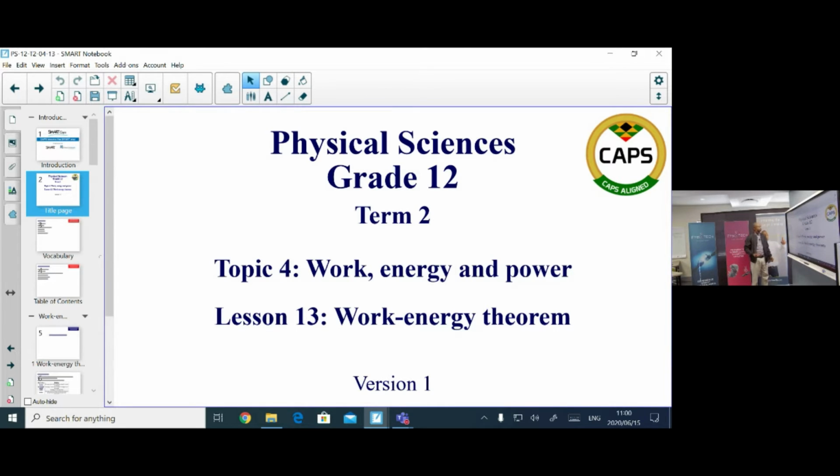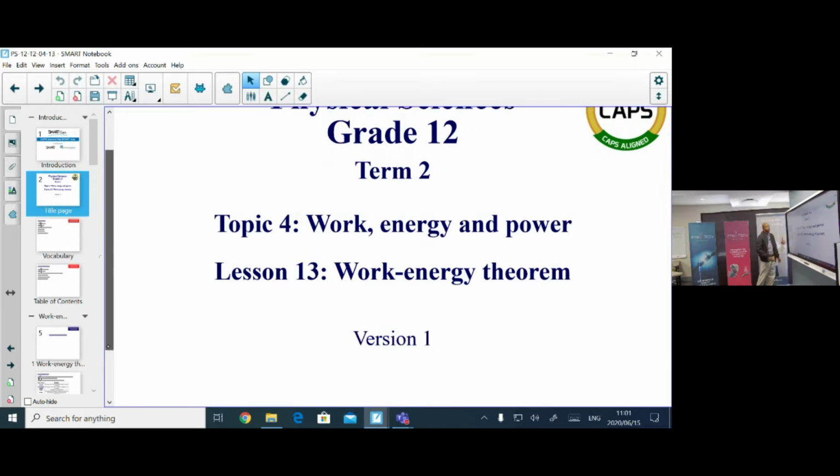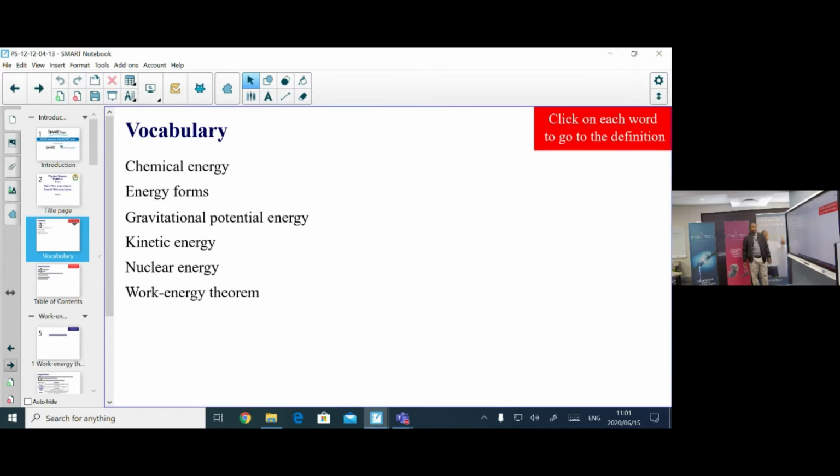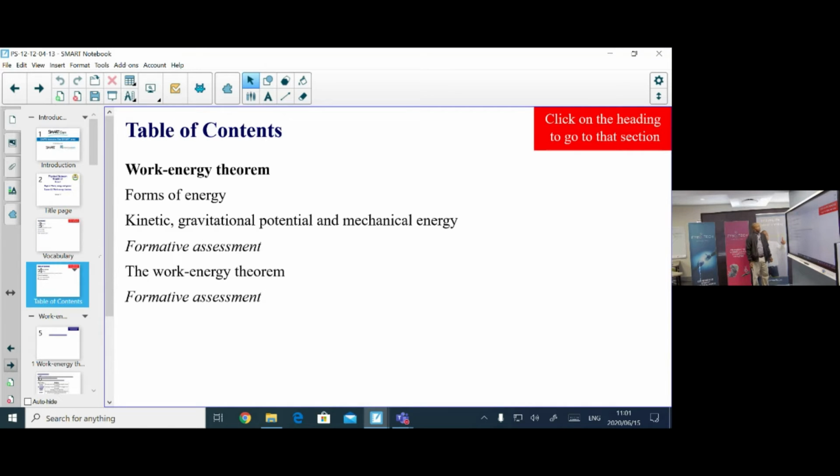So today we are still going to carry on with our Physical Sciences, Grade 12, Term 2. We are going to pay attention to the work-energy theorem, vocabulary. We have chemical energy. We have energy forms, which are gravitational potential energy, kinetic energy, nuclear energy. This is the table of contents that we are going to look at: the work-energy theorem, and those forms that I was talking about: kinetic energy, gravitational potential energy, and mechanical energy.